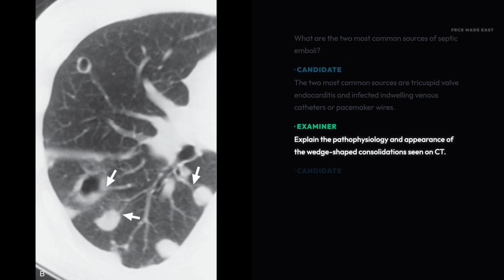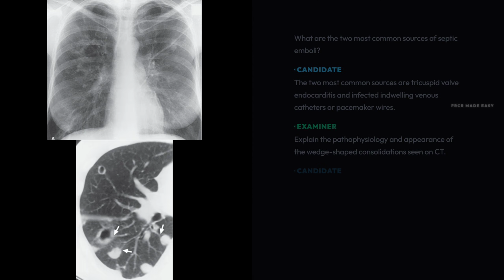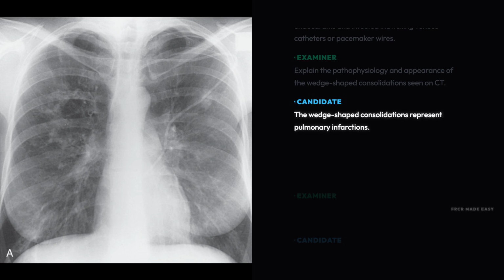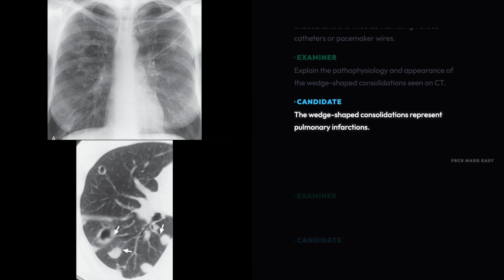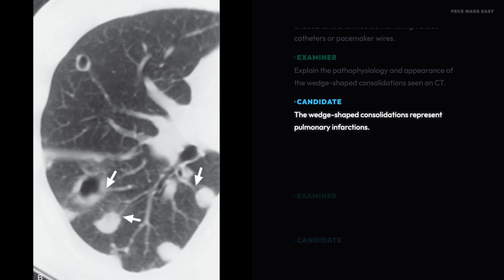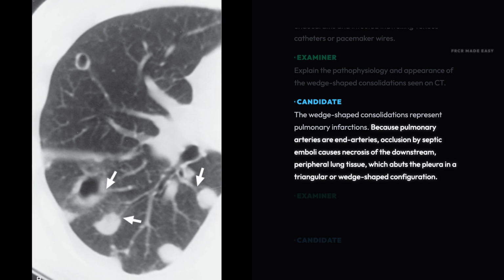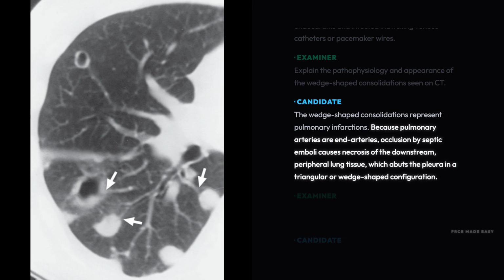Explain the pathophysiology and appearance of the wedge-shaped consolidations seen on CT. The wedge-shaped consolidations represent pulmonary infarctions. Because pulmonary arteries are endarteries, occlusion by septic emboli causes necrosis of the downstream peripheral lung tissue, which abuts the pleura in a triangular or wedge-shaped configuration.